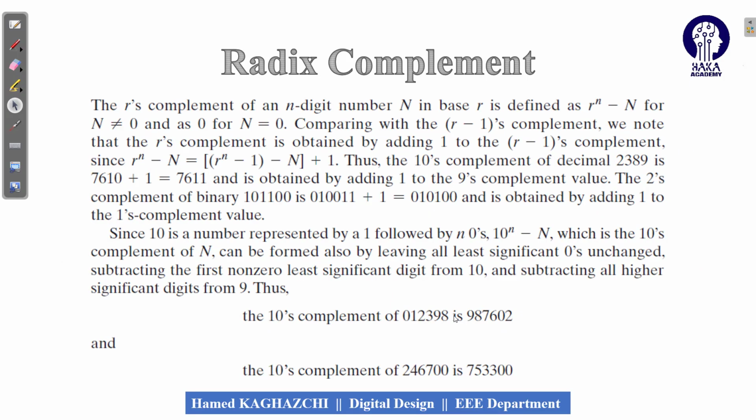Now, what about the radix complement, or 2's complement, in the case of binary numbers? The general formula for the 2's complement, or R's complement, is R to the power of n minus n.